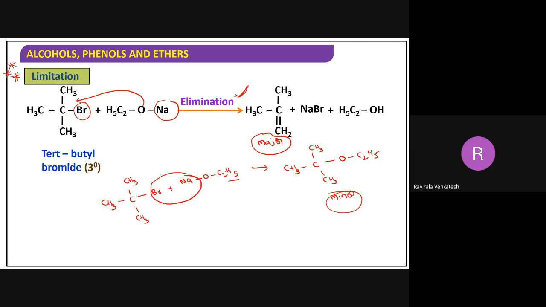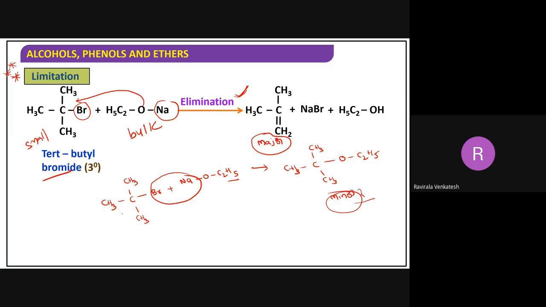Now, why is this the minor product? What is the reason? Why should you get the major product in that case? The alkoxide must be the bulky group. When you are making this type of product in the Williamson synthesis reaction, the alkoxide must be the bulky group, and the alkyl halide should be the smaller group.